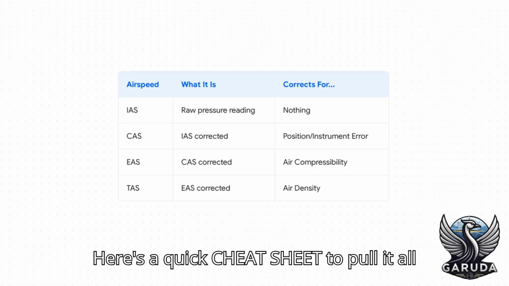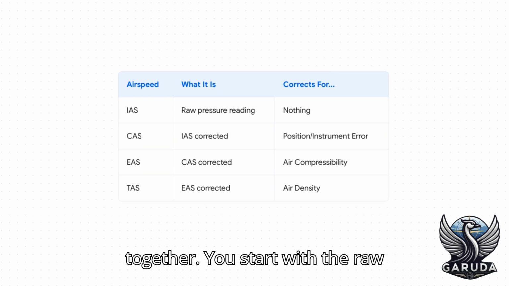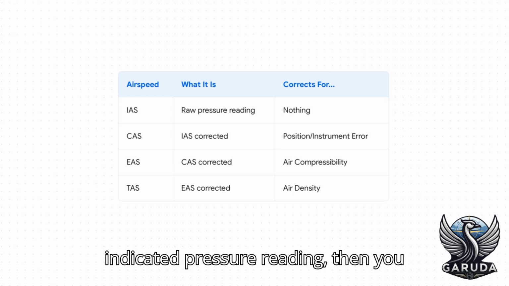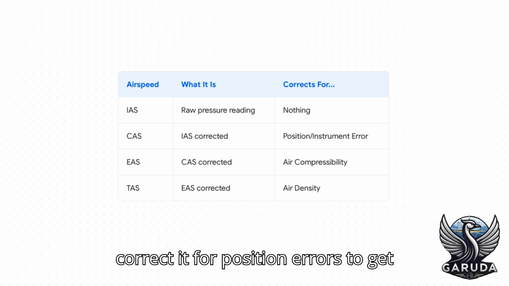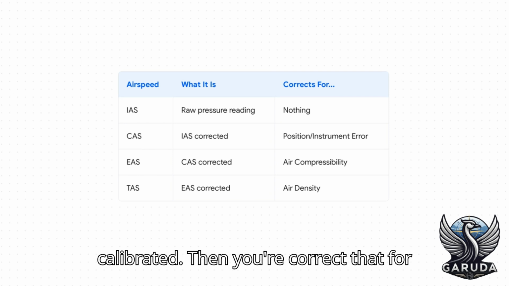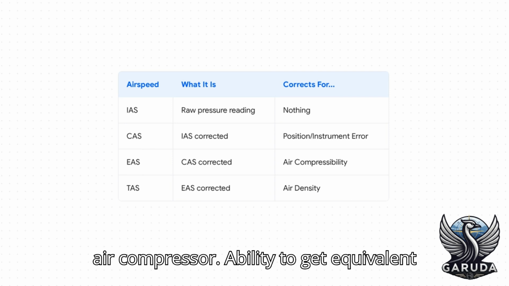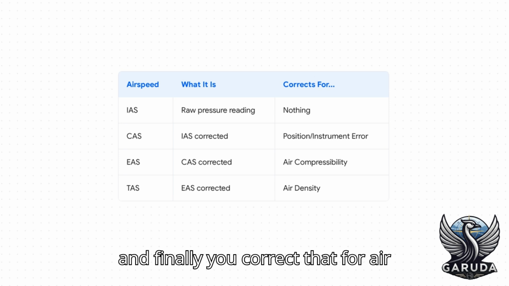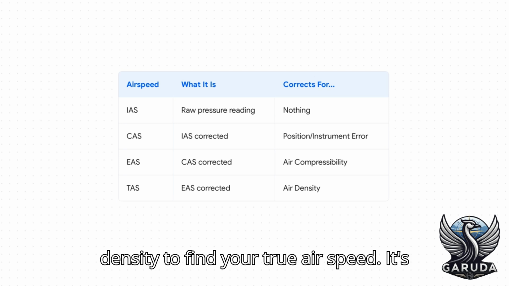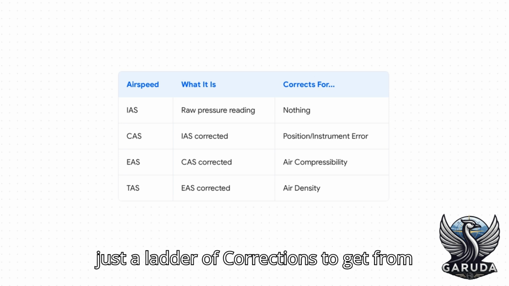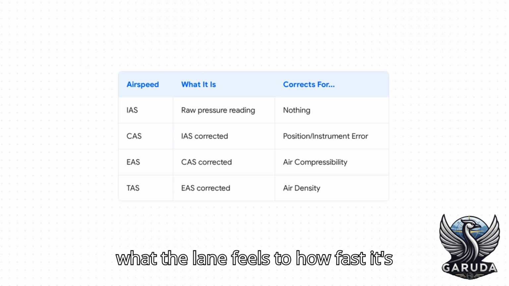So here's a quick cheat sheet to pull it all together. You start with the raw, indicated pressure reading, then you correct it for position errors to get calibrated, then you correct that for air compressibility to get equivalent, and finally, you correct that for air density to find your true airspeed. It's just a ladder of corrections to get from what the plane feels to how fast it's actually moving.